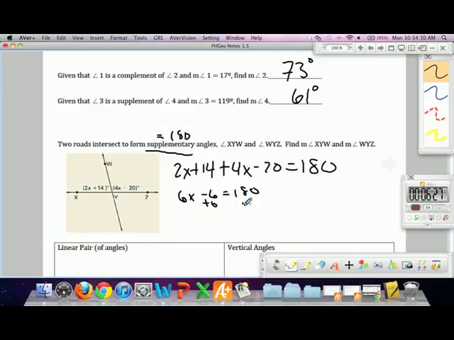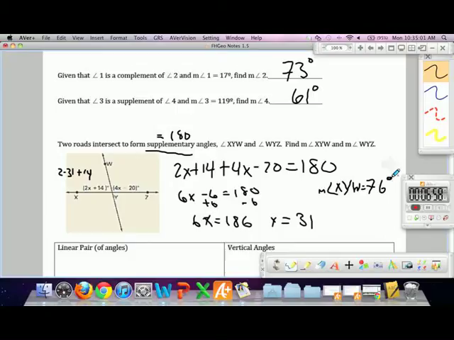So I'll plug 31 in for the first one and get 2 times 31 plus 14. 2 times 31 is 62, plus 14 is 76, so the measure of angle XYW is 76 degrees. Therefore, the measure of angle WYZ is 104.